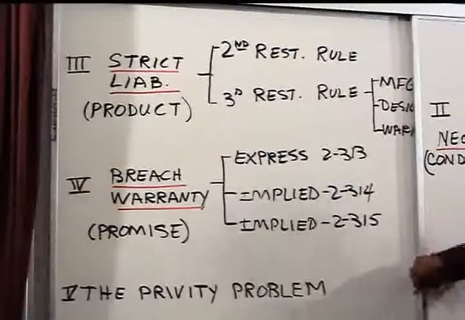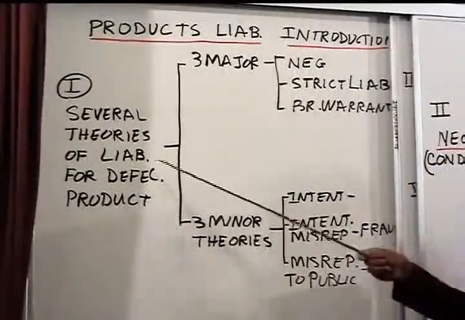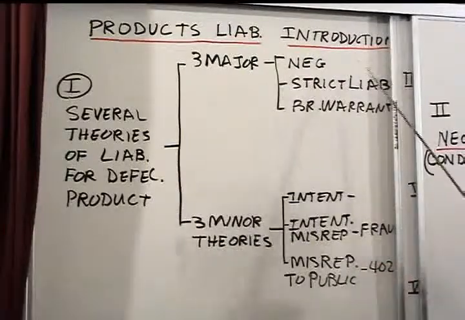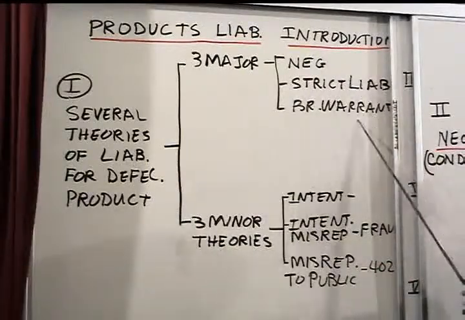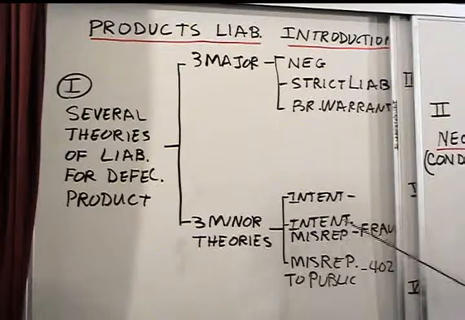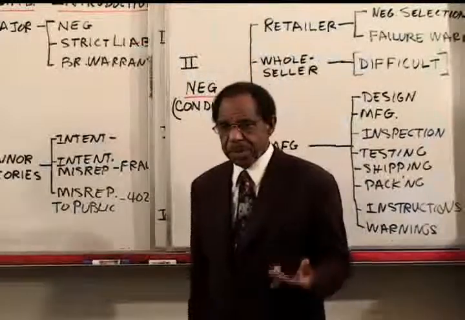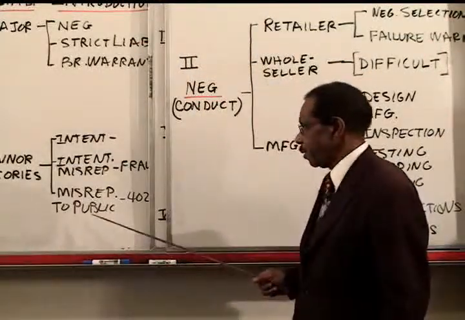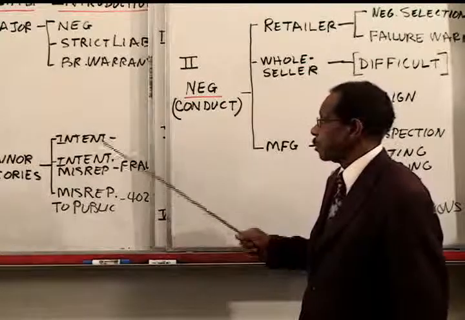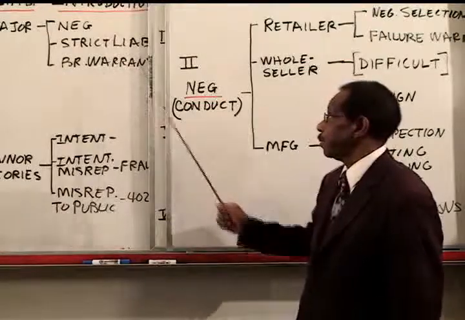It is, first of all, there are several theories of liability for a defective product. The three major theories are negligence, strict liability, breach of warranty. The three minor theories are intentional battery, use the regular rules of battery, intentional misrepresentation, that's fraud, use the regular rules of fraud, and misrepresentation to the public, that is someone who labels or advertises a product and misrepresents in the process, is strictly liable under 402B. So the three theories then that we have real work to do are negligence, strict liability, and breach of warranty.